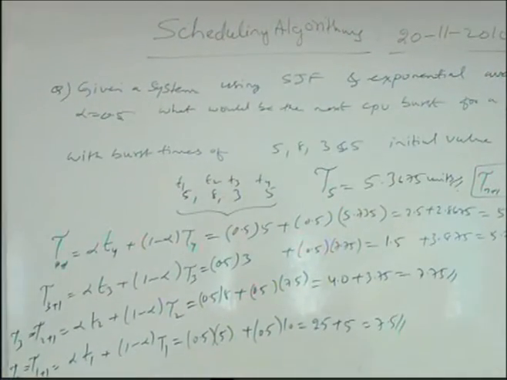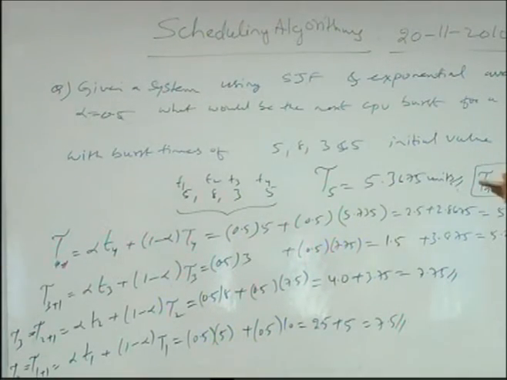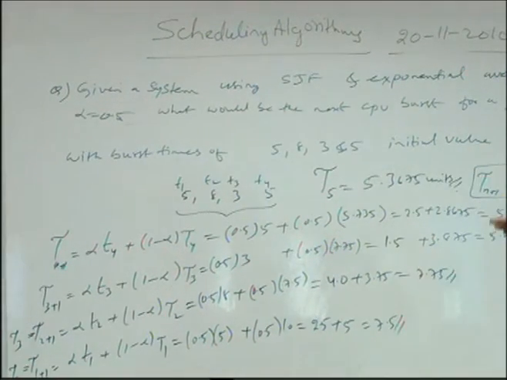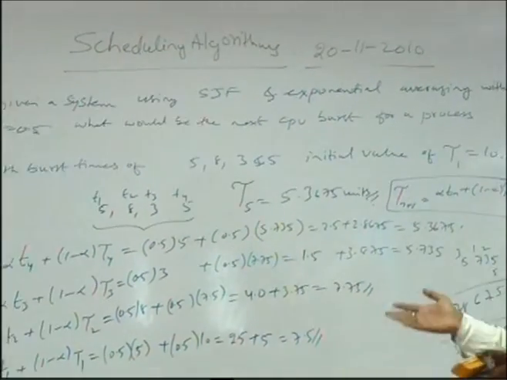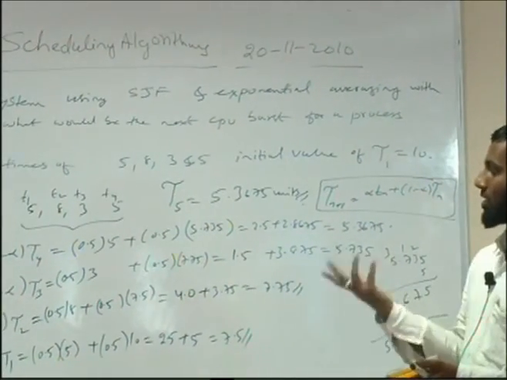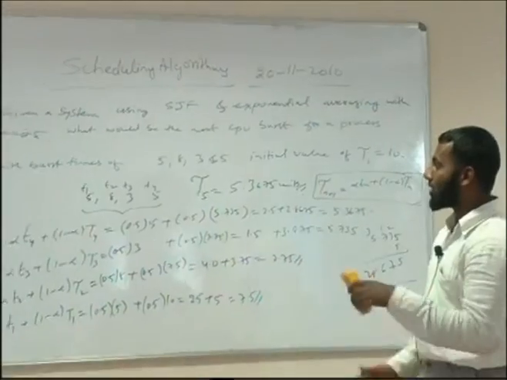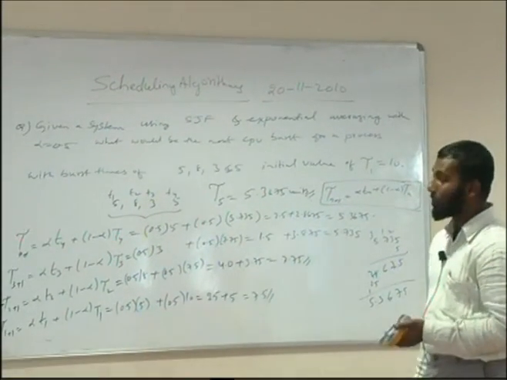But there are a few problems with this; it cannot be fully implemented. It can be implemented with the help of this technique. Otherwise, we do not know what the next CPU burst is actually. So, let us go to the next algorithm, called the priority scheduling algorithm.